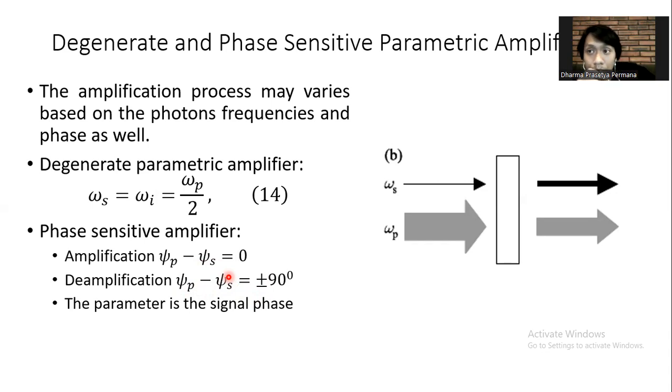So we can vary the phase of the input photons, the pump photons, to manipulate the amplification process like that. We can amplify or de-amplify the generated photon, which is the signal, or in the degenerate case, also the idler photons.